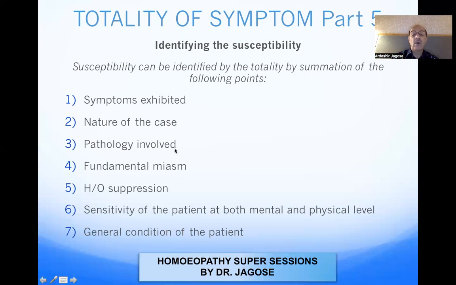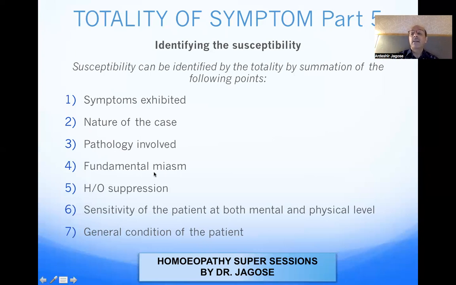Then the pathology involved. So the pathology could be a reversible pathology. It could be an irreversible pathology. If the pathology is reversible, susceptibility is high. If it's irreversible, generally speaking, susceptibility is low. Again, these are just general rules. They have to be moved according to the case in hand.